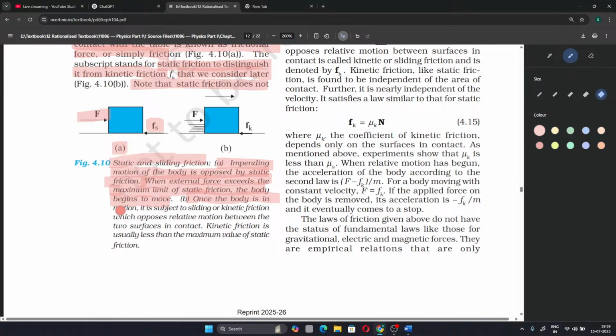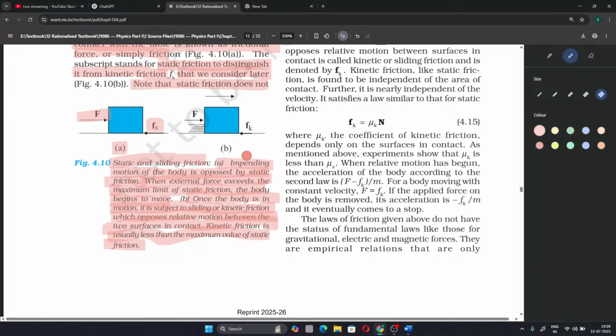Once the body is in motion, it is subject to sliding or kinetic friction, which opposes relative motion between the two surfaces in contact. Kinetic friction is usually less than the maximum value of static friction. Basically, once the body is in motion, it is a sliding motion, and kinetic friction opposes this sliding motion. Friction is itself an opposing force, so it opposes the relative motion between the two surfaces in contact.